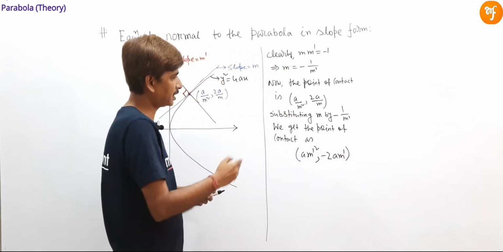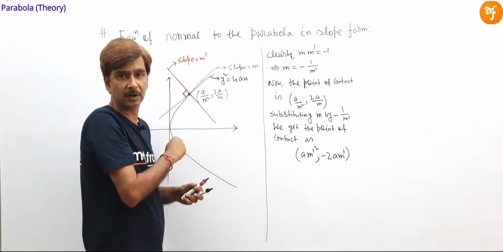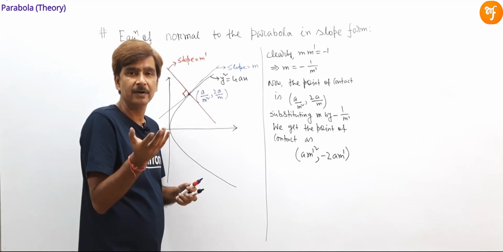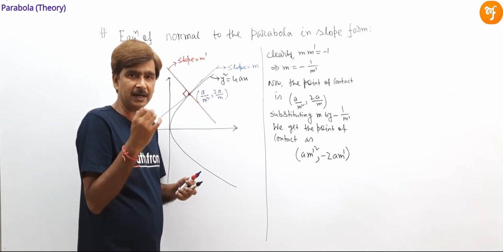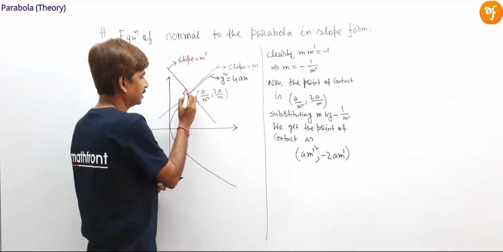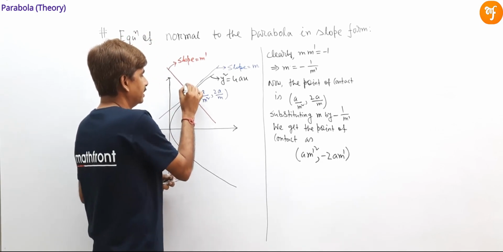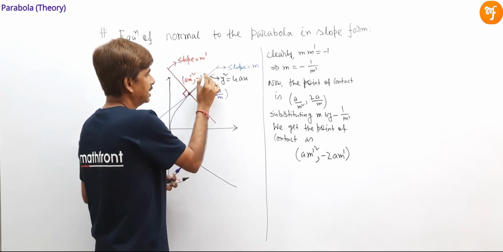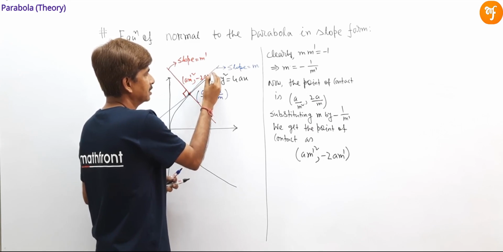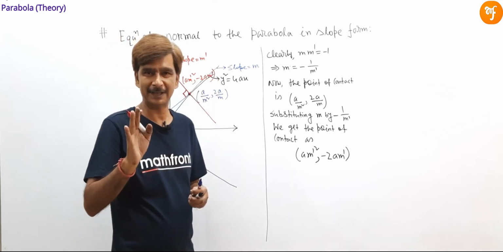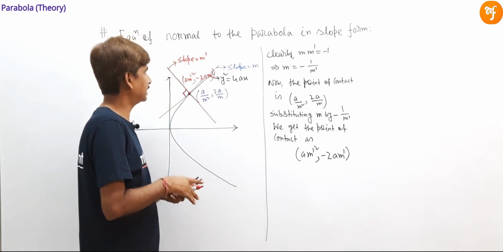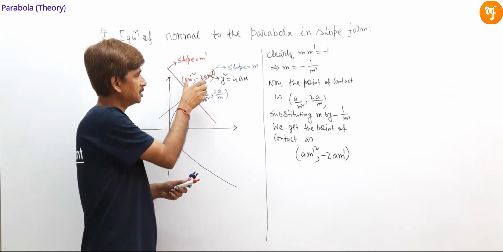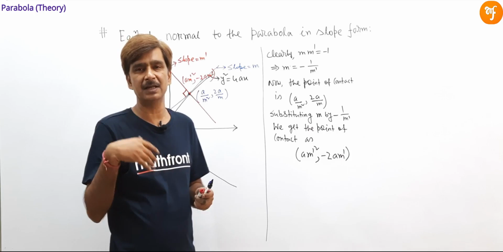Okay, so with respect to m dash, we get the point of contact, that is a by m square comma 2a by m, which will be transformed in the form of a m dash square comma minus twice a m dash. So we are writing here the point of contact will be a m dash square comma minus twice a m dash. Okay, clear? Understand? Now as we have to find the equation of this normal, the normal has slope m dash and it is passing through the point a m dash square comma minus twice a m dash.